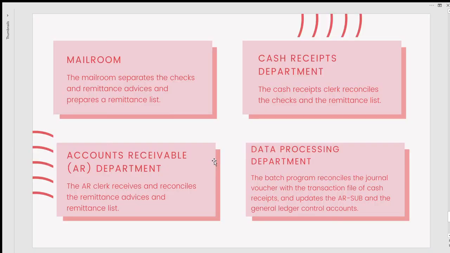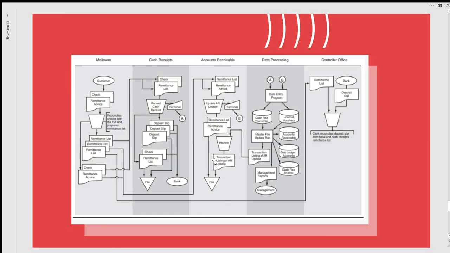Last is the data processing department. The batch program reconciles the journal voucher with the transaction file of cash receipts and updates the ARSUB and the general ledger control accounts. The batch control will reconcile both the journal voucher and the transaction file of cash receipts. Then, it will update the ARSUB and general ledger control accounts.